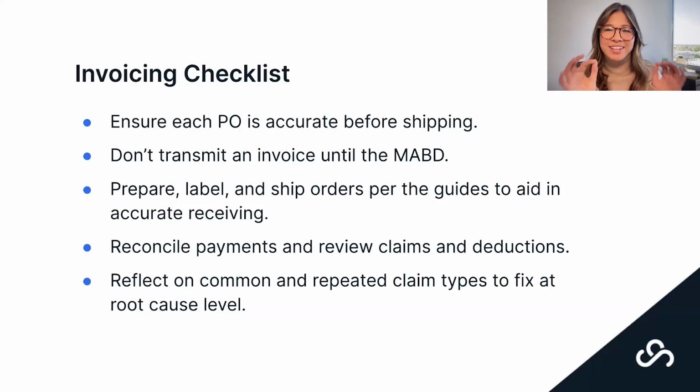So again, I am preaching to the choir, but make sure your POs, your supply agreements, all of that, and your invoices are accurate before you ship any product out, would be my recommendation. The next one is don't transmit an invoice until the MABD. And honestly, I have seen a lot of success with suppliers adding even more buffer time after that. Like, I would recommend if you can float it, MABD +3. I've seen some people do MABD +7.